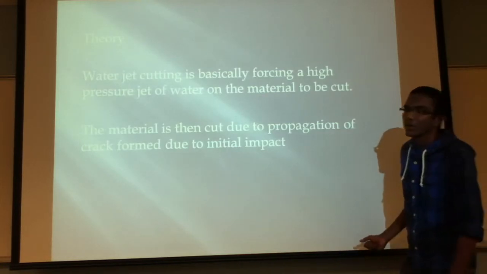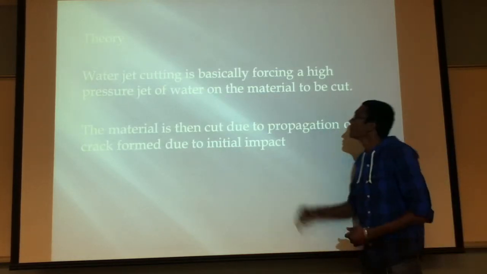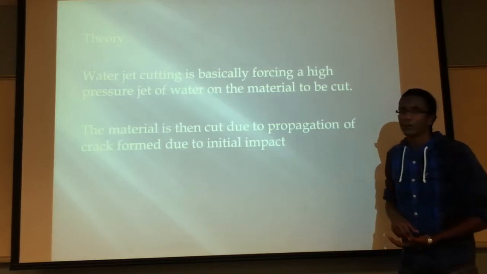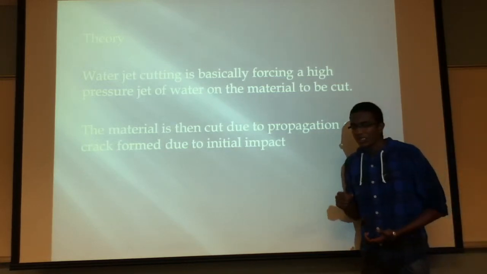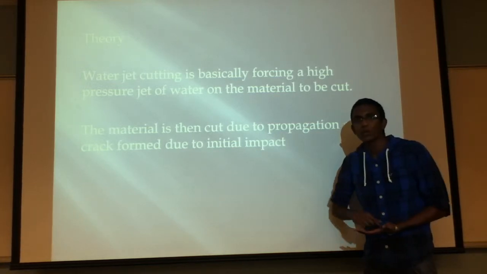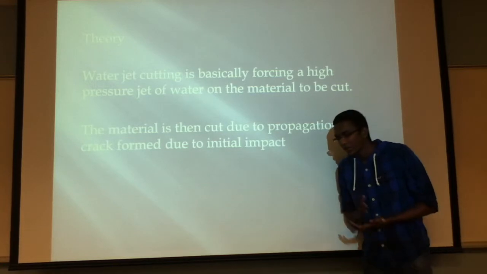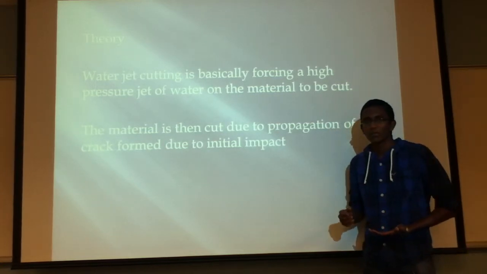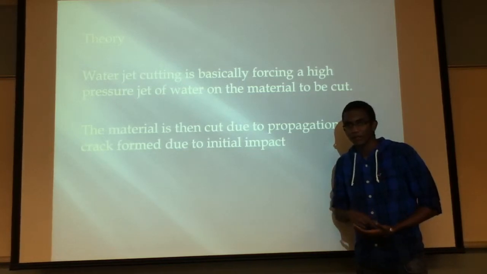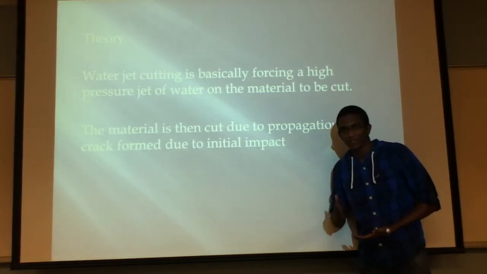Theory of water jet cutting. Water jet cutting is basically, as it says here, forcing a high pressure jet of water onto the material to be cut. When the water leaves the nozzle, it has very high velocity and pressure, and when it impacts the surface, it erodes the top of the surface. The eroded particles flow away with the water, which forms a crack. Due to the constant and high pressure that is being impacted on the material, the crack then propagates, eventually leading to a cut.